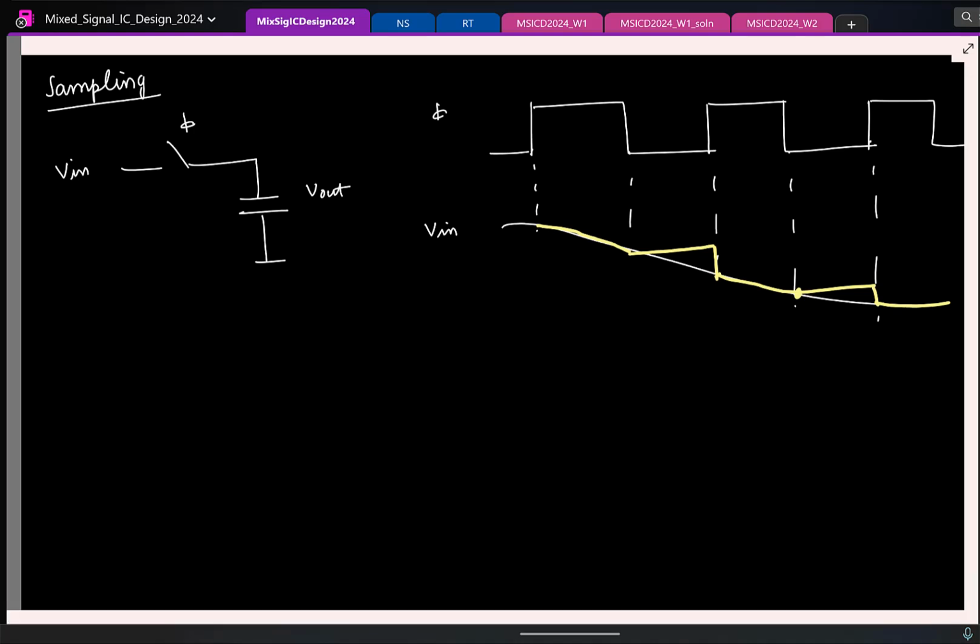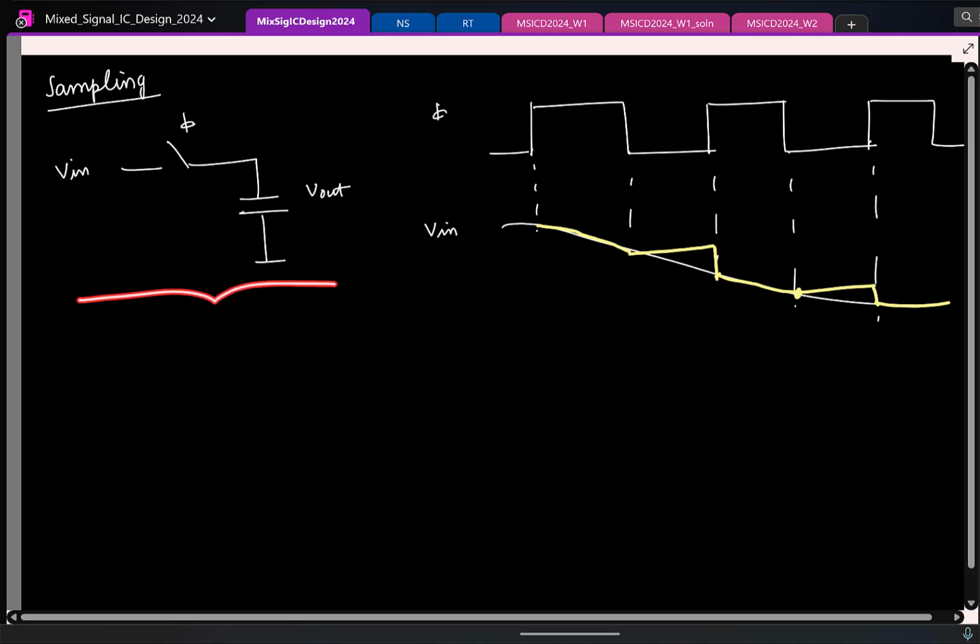As you see, this circuit operates in two modes or two phases. In the first phase, it is exactly tracking the input. In the second phase, it is holding the input. This is called track and hold.